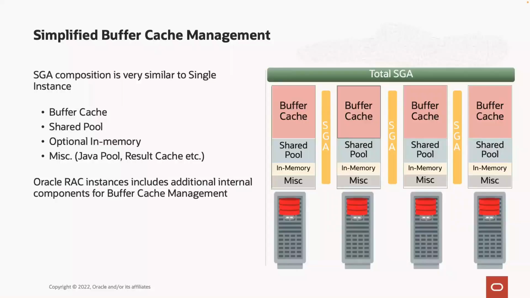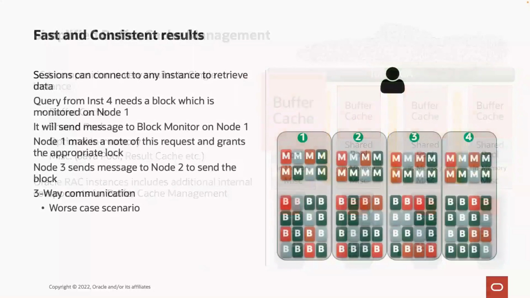We have these algorithms behind the scenes which will automatically work for you. So what are some of those components? Now, the buffer cache is something that forms the major part of the SGA on any kind of workload.